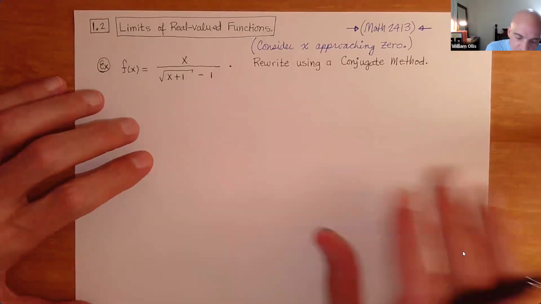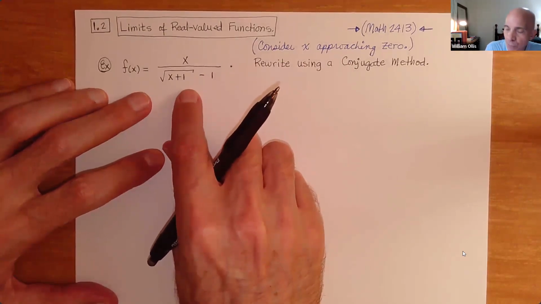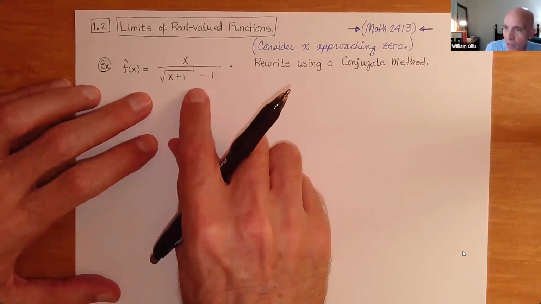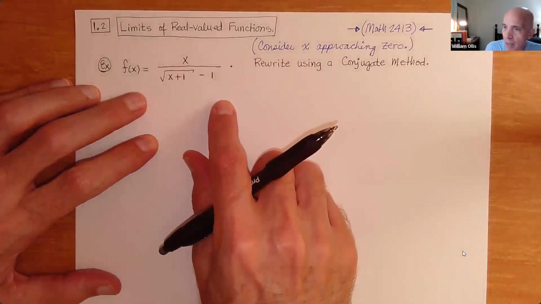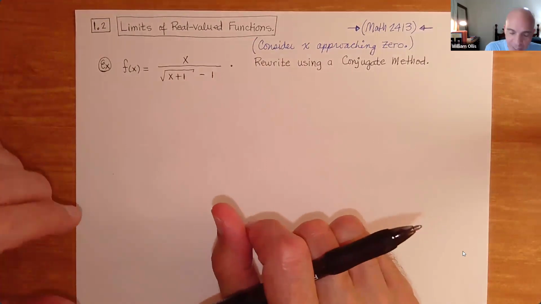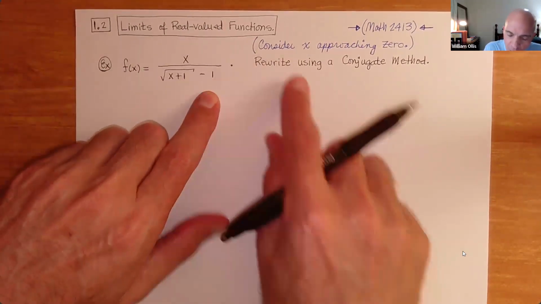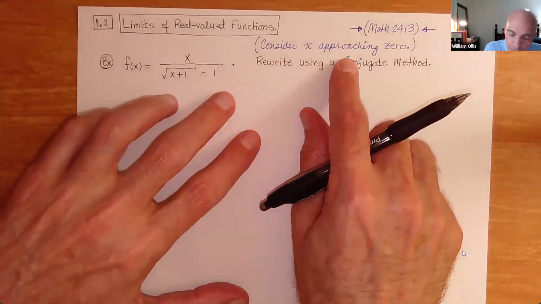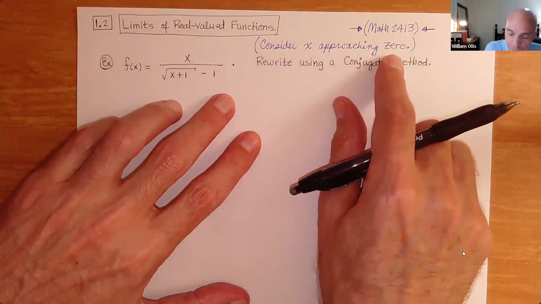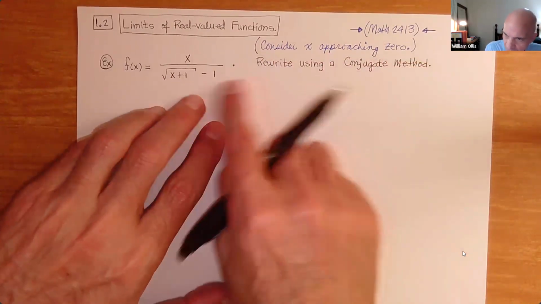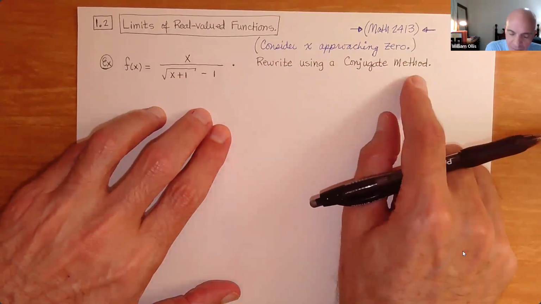So what I want to do is start with a function that you have seen in pre-calculus. You studied radicals and you studied quotients of algebraic functions, so to speak. And so we would call this an algebraic function. Now, what I've written over here are two things. First, I'd say consider x approaching 0. You might look at that and think about that. And then I've written rewrite using a conjugate method.